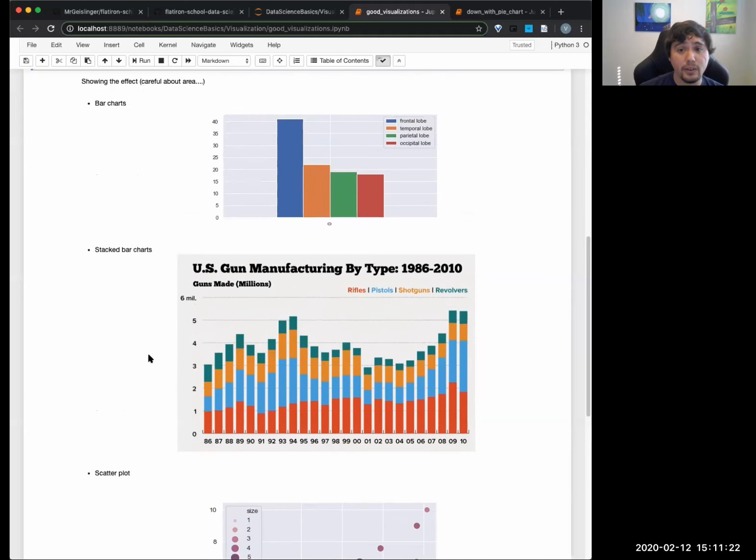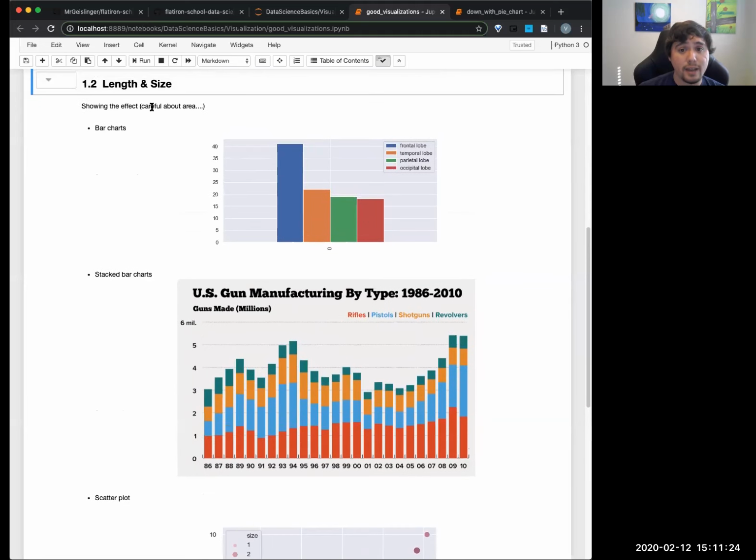Note that I put a little emphasis here: showing effect, careful about area. Usually I'm talking about length, but size could also be the area of it. It turns out humans are actually not the best at distinguishing similar areas from each other, even though they might be very similar. We're actually much better at determining and comparing length. So we'll talk a little bit about that.